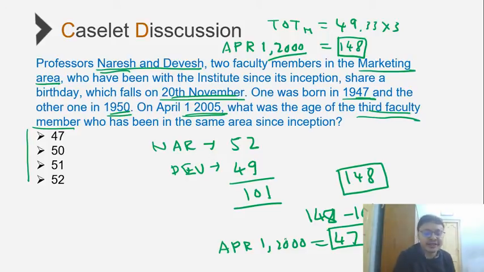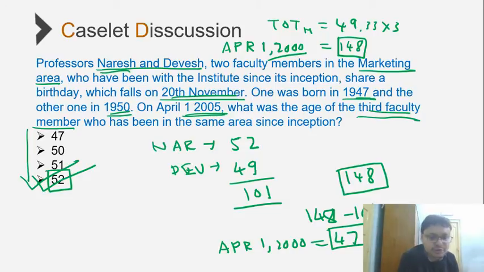The question is saying on April 1, 2005, what will be the age of the third faculty member? So that age will be 47 plus 5, that is 52. So 47 plus 5, because it's 5 years after, so 47 plus 5 is 52, which means the answer comes out to be option D, that is 52.